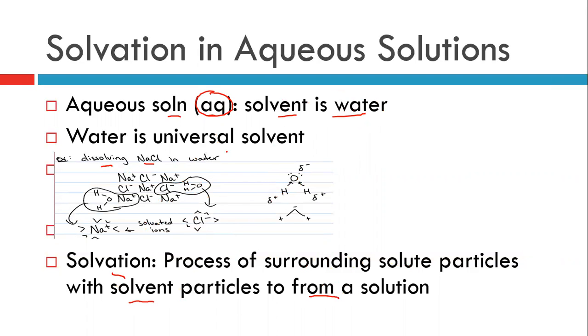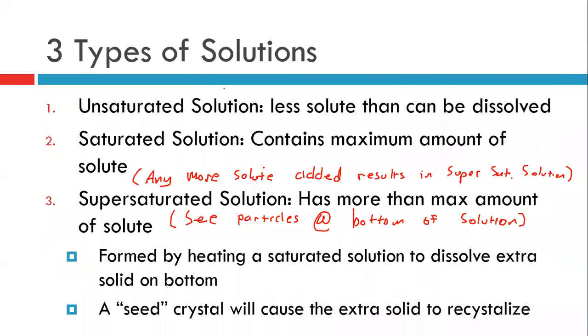It's pretty self-explanatory when we get to the intermolecular forces that we talked about last chapter. This is where we're going to get into a few calculations, but let's get this down first. We have unsaturated solution versus saturated and supersaturated. Unsaturated is where there's less solute than can be dissolved. It means you can always keep on adding solute. Again, solute is what you're adding. Saturated is where it contains the maximum amount of your solute.